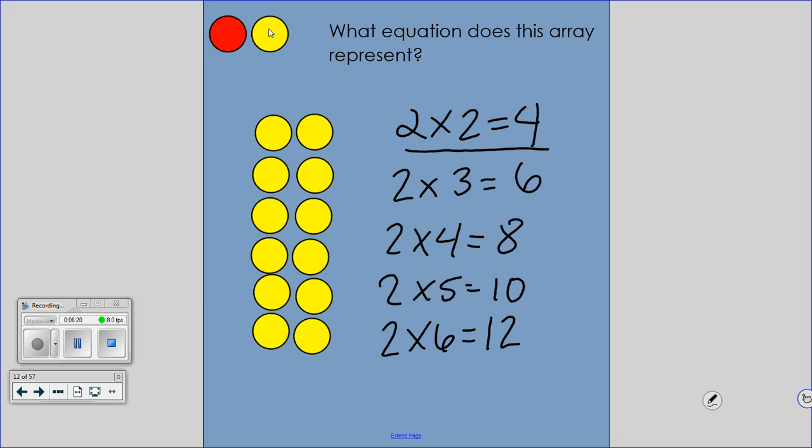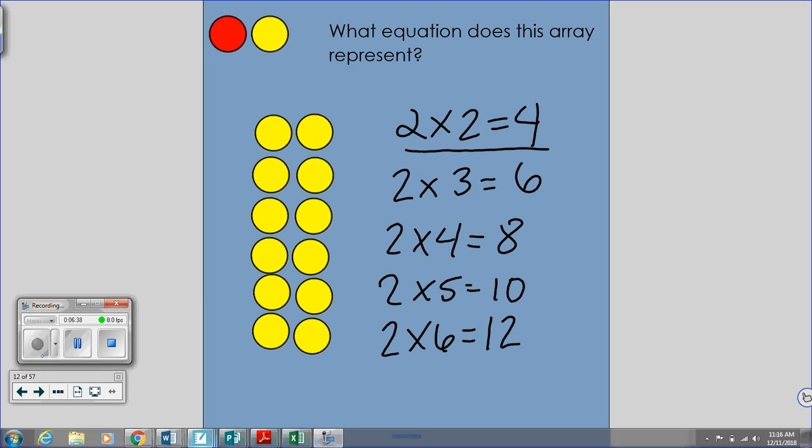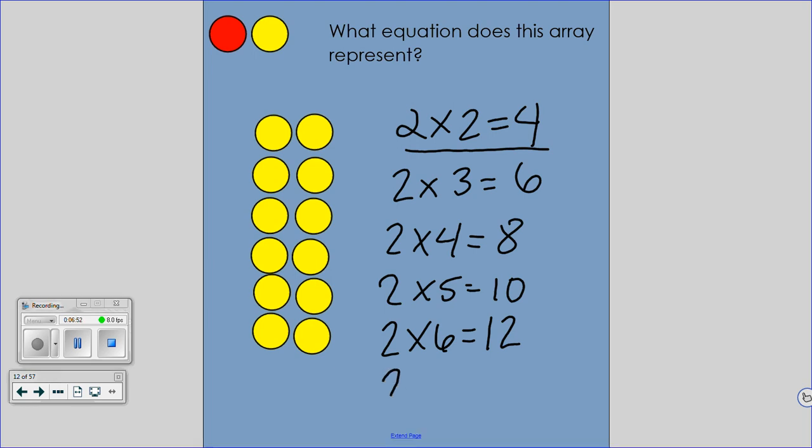Not in your notebook, with your counters. I want you to make a 2 by 10 array with your counters. 2 by 10. What is my equation for the 2 by 10 array that you made on your desk? Ryan? 2 times 10 equals 20. Awesome.